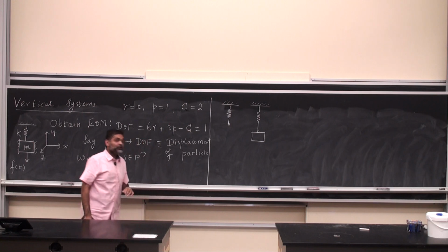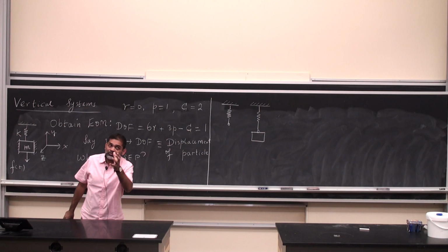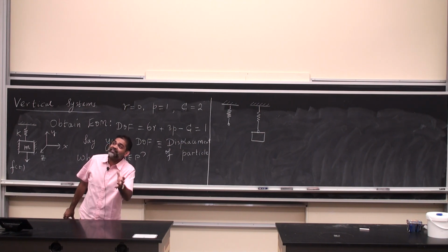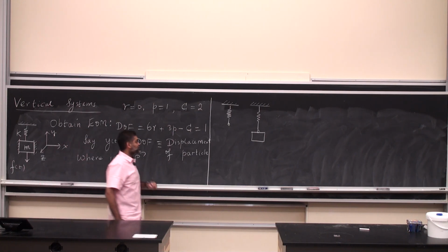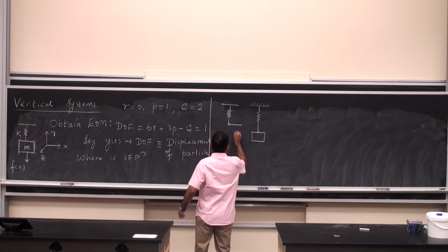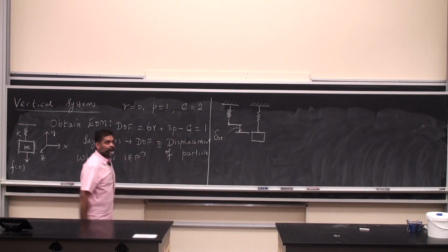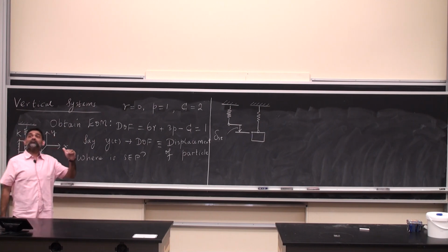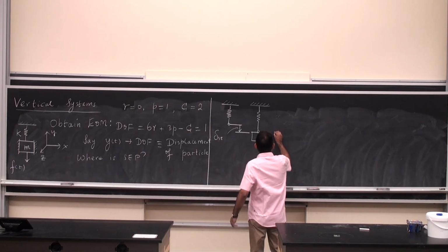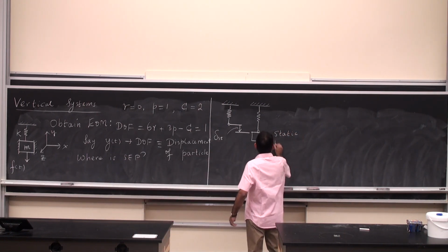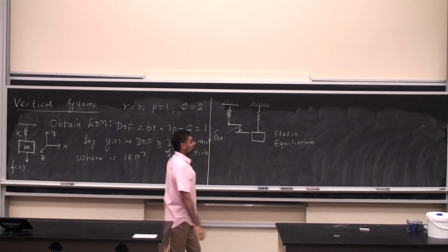But you see, no applied force. So what happens is that after the mass is attached, the spring is deflected statically and it comes to rest. Okay, so this I call the static deflection of the spring, delta static. And now the system is in static equilibrium. This is the static equilibrium position.